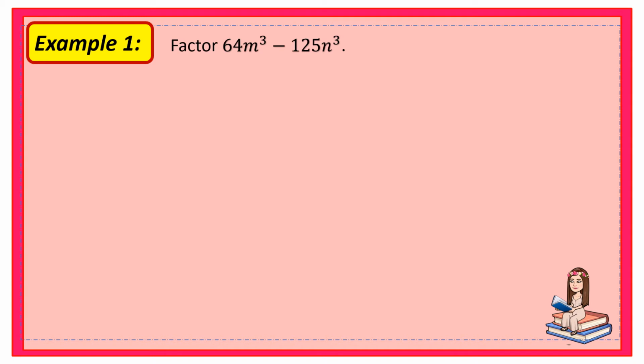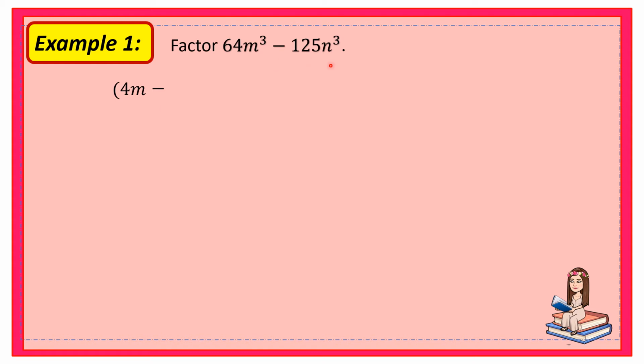The first one. 64m cubed minus 125n cubed. Here's how it goes. Step 1. You get the cube root of the first term. The cube root of 64 is 4. And the cube root of m cube is m. Ulitin ko, when we're getting the cube root of a variable, you divide the exponent by 3. So, 3 divided by 3 is 1, so m raised to 1 lang, or simply m. Therefore, the cube root of 64m cube is 4m. Next, copy the operation minus.